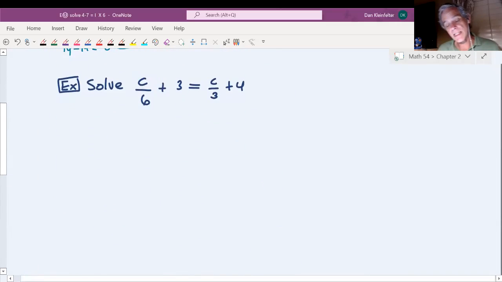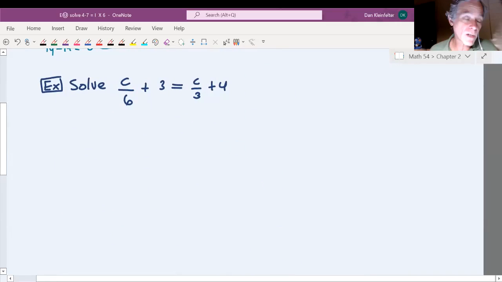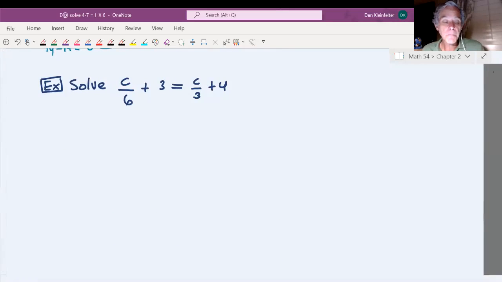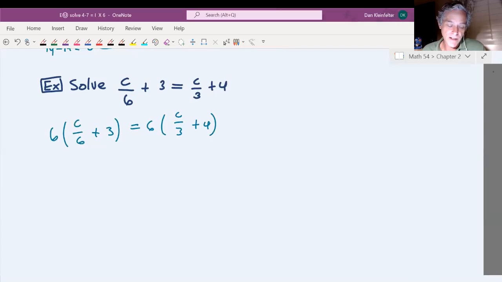Okay, let's try this next one. In this next one, we're also going to multiply both sides by 6. One thing that you do need to be careful about is you need to multiply all of both sides by 6. It's a common mistake people will make to just multiply the fractions by 6. So they might get c plus 3 equals 2c plus 4. But here we have to multiply the entire left side and the entire right side. Somehow people will forget this 3.